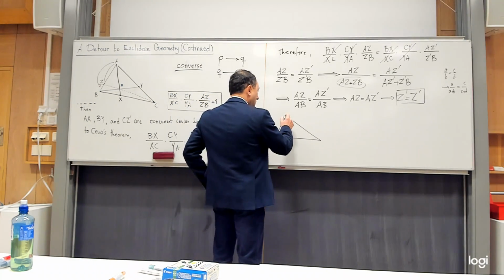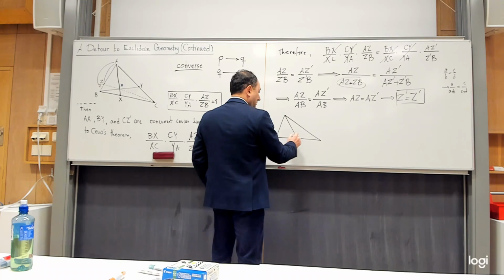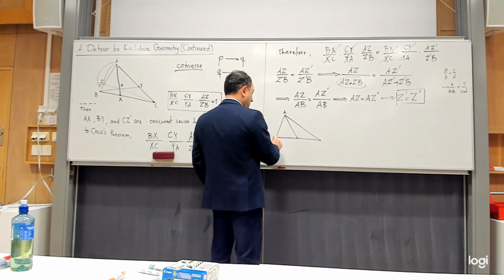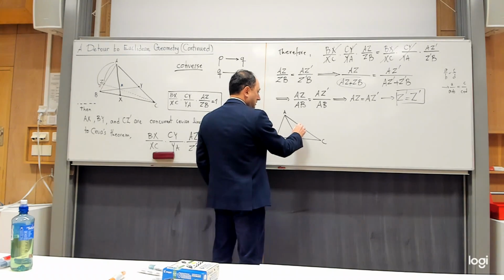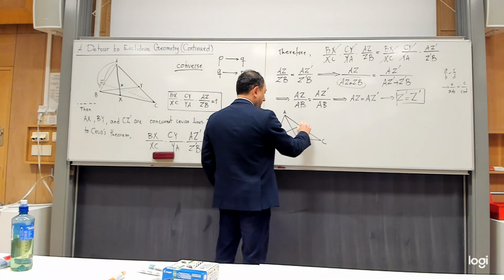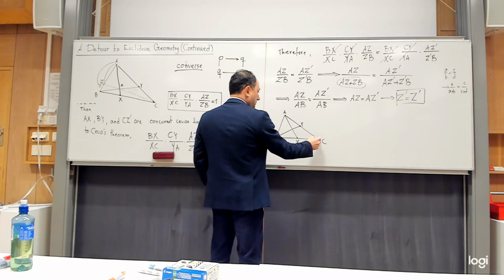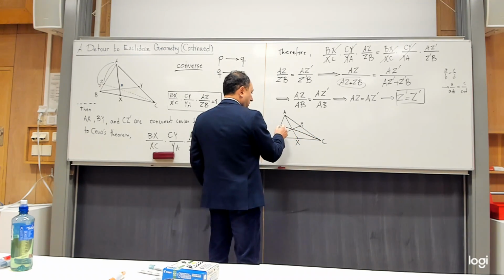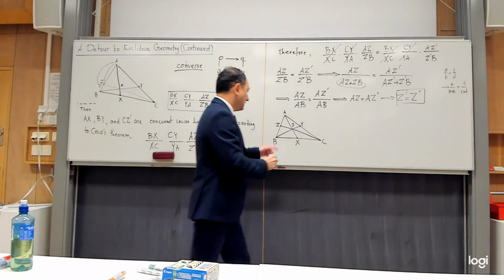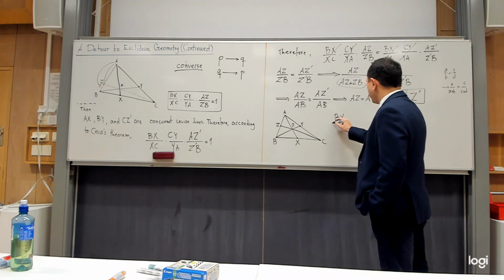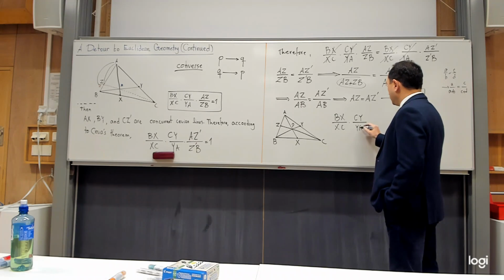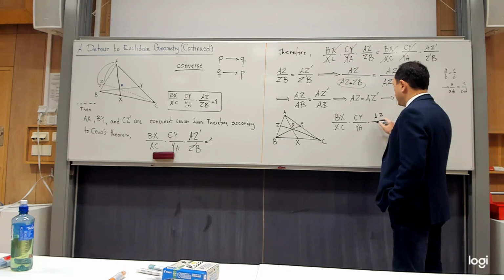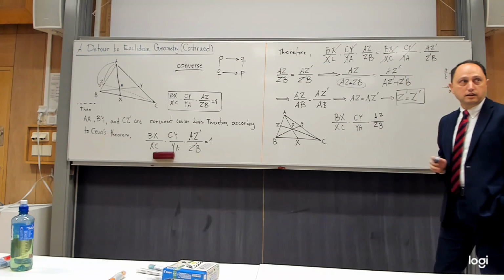Okay? So for example, why are medians concurrent? Let us check. Median goes from here to the middle. So if I call this A, B, C, this will be Bx, and then this will be Cy, and this would be Cz. Of course, we don't know if they are concurrent or not. But let us calculate Bx over xC multiplied by Cy over yA multiplied by Az over zB. Yes, let us calculate this.